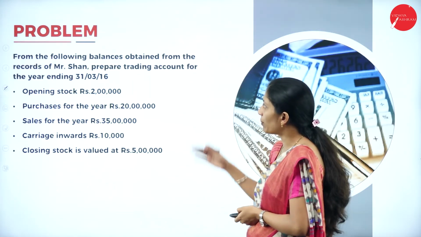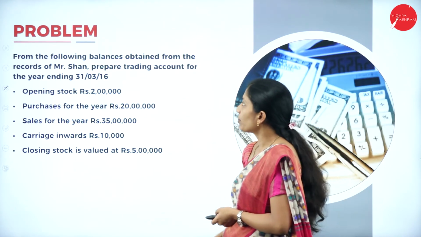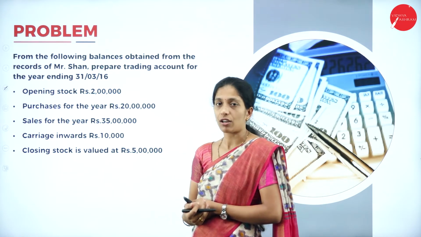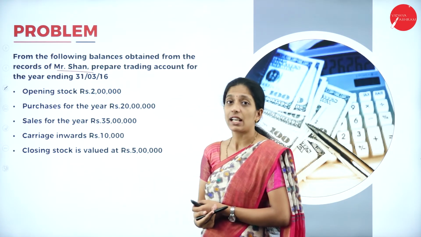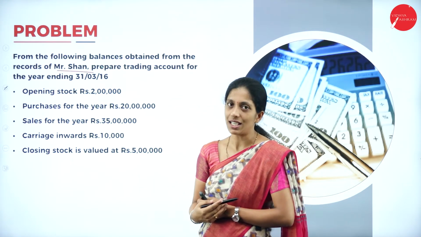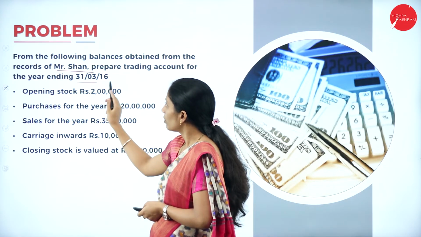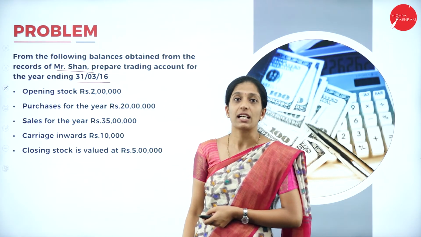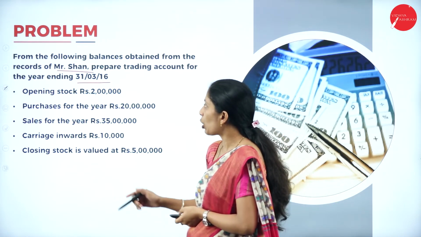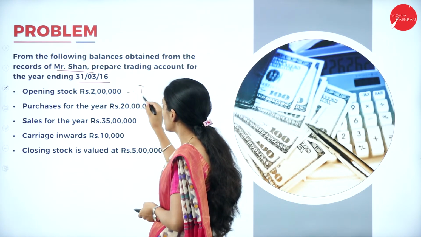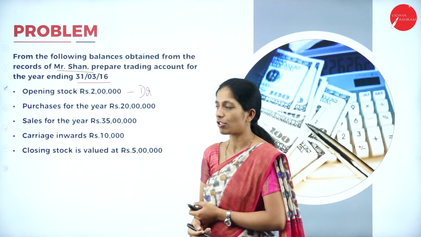Now we shall go through one more problem like that. From the following balances obtained from the records of Mr. Shan, prepare trading account for the year ended 31st March 2016. Here also we have to prepare trading account for the year ended 31st March 2016. Opening stock, where do we record? Debit side, to opening stock.